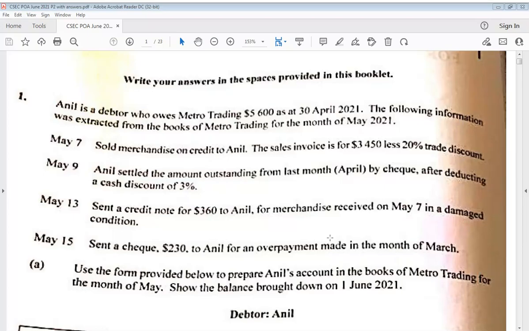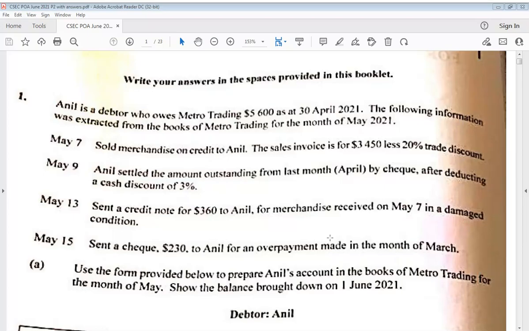And importantly, I forgot to mention that on the first, we had a balance brought down. So this would be first above May 7th. So on the first, we had a balance brought down of $5,600 because that was at the last of April.